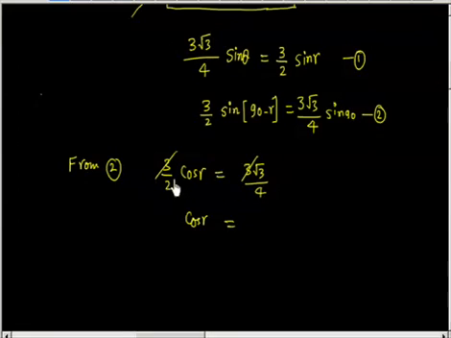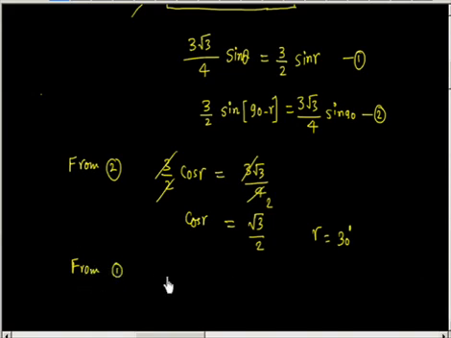3 goes, 2 also goes. So we have cos r is equal to root 3 by 2. Are you getting? Now if I know cos r is root 3 by 2, then theta is equal to how much? r is 30 degrees. Then only we have root 3 by 2. Now plug the value of r in equation 1.